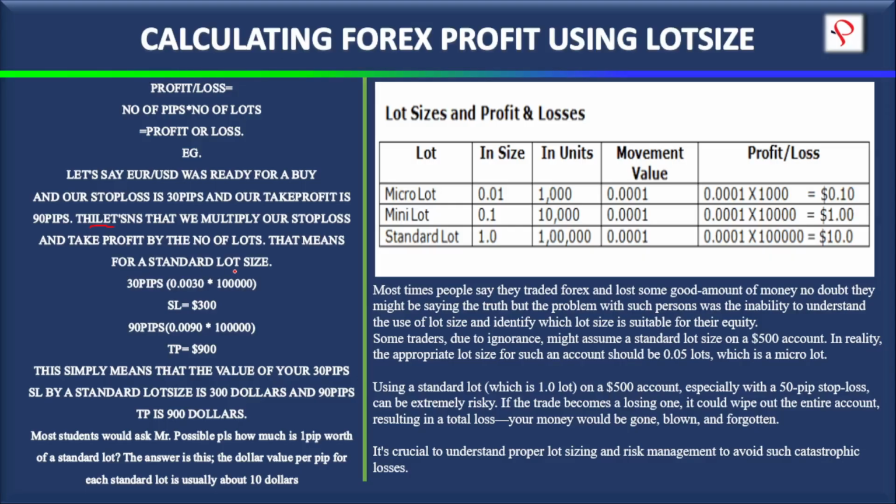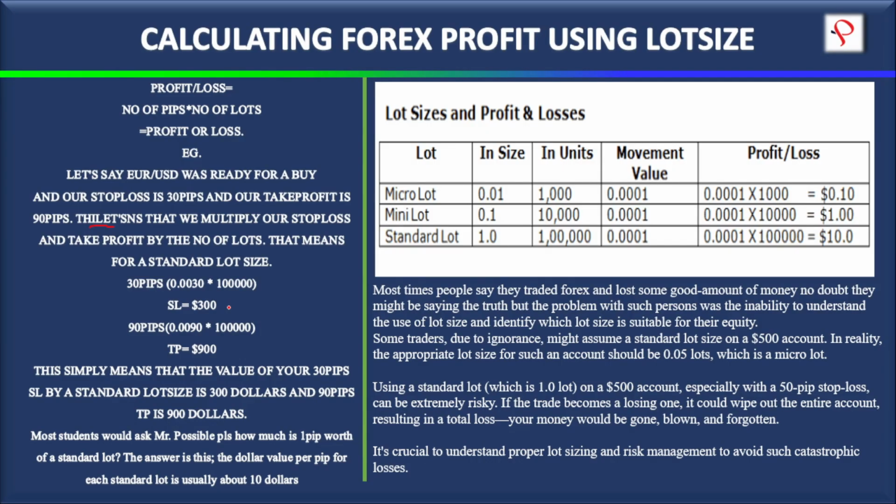Now let's say for a standard lot size, 30 pips, for you to know the value of 30 pips in dollars, you're going to do 0.0030 multiplied by the units, which is 100,000. Your stop loss is going to be 300, because when you multiply this by 100,000, it's going to give you 300. This is how you know the value you're risking on a trade.